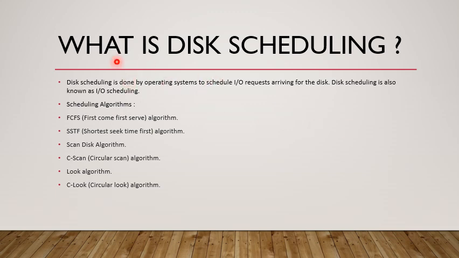So, first of all, what is disk scheduling? This scheduling is done by the operating system to schedule input-output requests arriving for the disk. Disk scheduling is also known as input-output scheduling. Now there are various kinds of scheduling algorithms: first come first serve algorithm, shortest seek time first algorithm, scan disk algorithm, C-scan circular scan algorithm, look algorithm, and C-look, that is circular look algorithm.